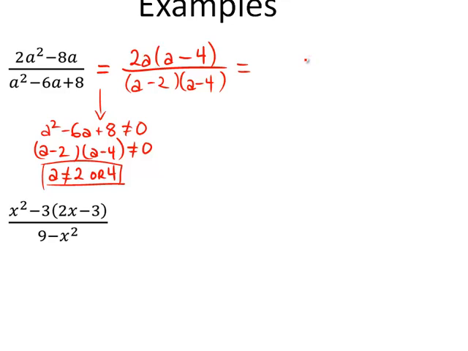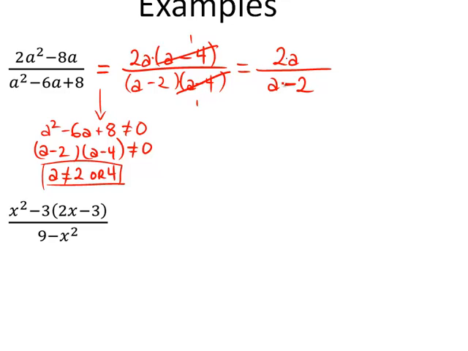But when we simplify, we can see that the a minus 4 term is common and it is a factor, so we can eliminate it, leaving us with 2a over a minus 2, and I believe there are no other common factors. Notice that a is a factor of the numerator, but it is not a factor of the denominator, so please don't cancel it.